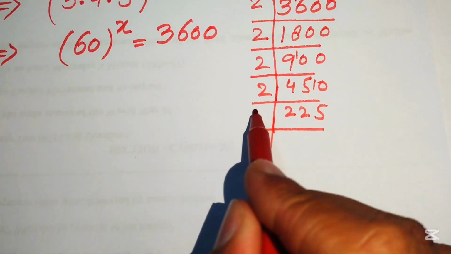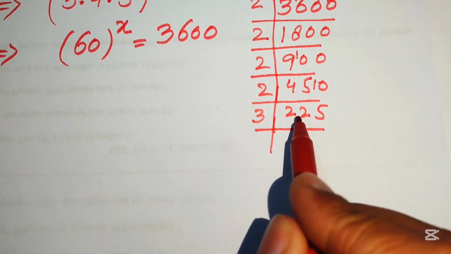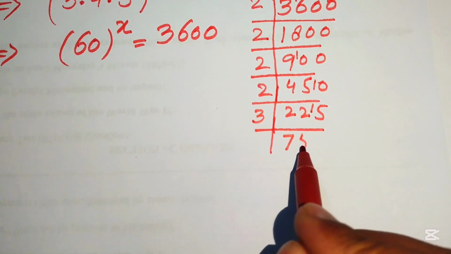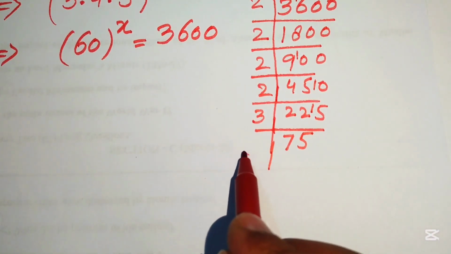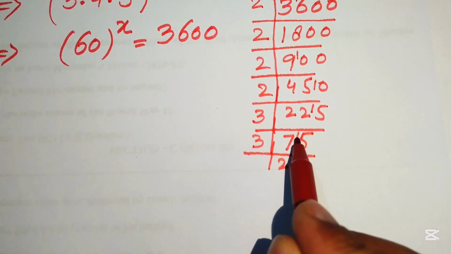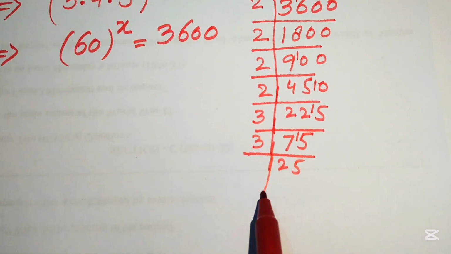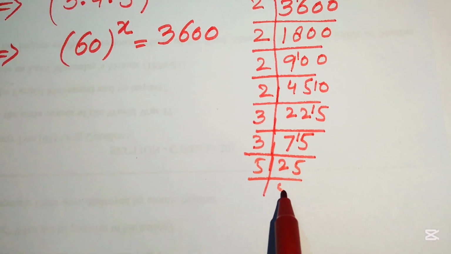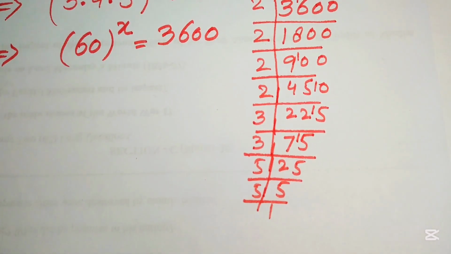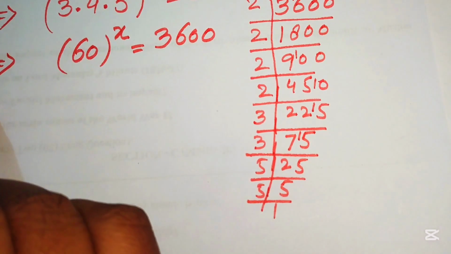So we need to divide it by 3: 3 7s are 21, we carry 1, and 3 5s are 15. If we again divide it by 3, we get 75. Then 5 5s are 25, and 5 1s are 5.